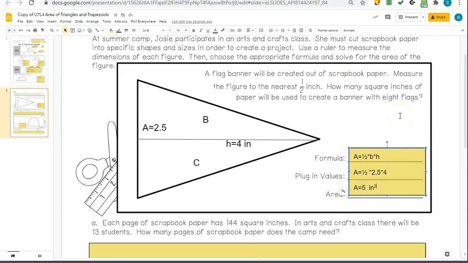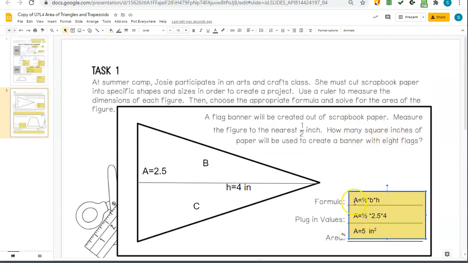That's wrong though, because we needed 8 figures. So our area for 1 figure is this, and our area for 8 figures is 8 times 5, which equals 40 square inches. Our area for 1 is 1/2 base times height, and then our last step, it says we have 8 flags, so we have to multiply by 8. Make sure to go back and read the problem, otherwise you might get caught in a trap where you answer the wrong question.